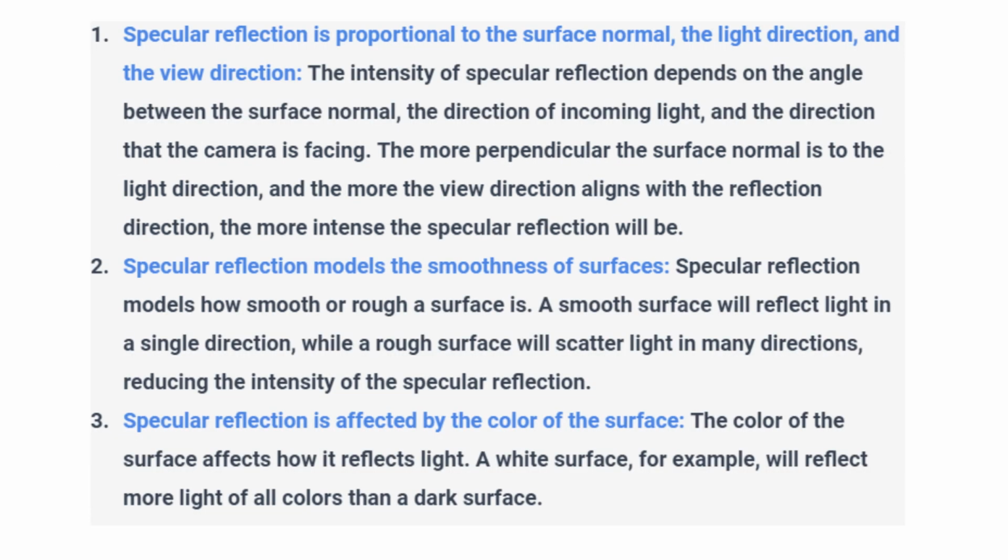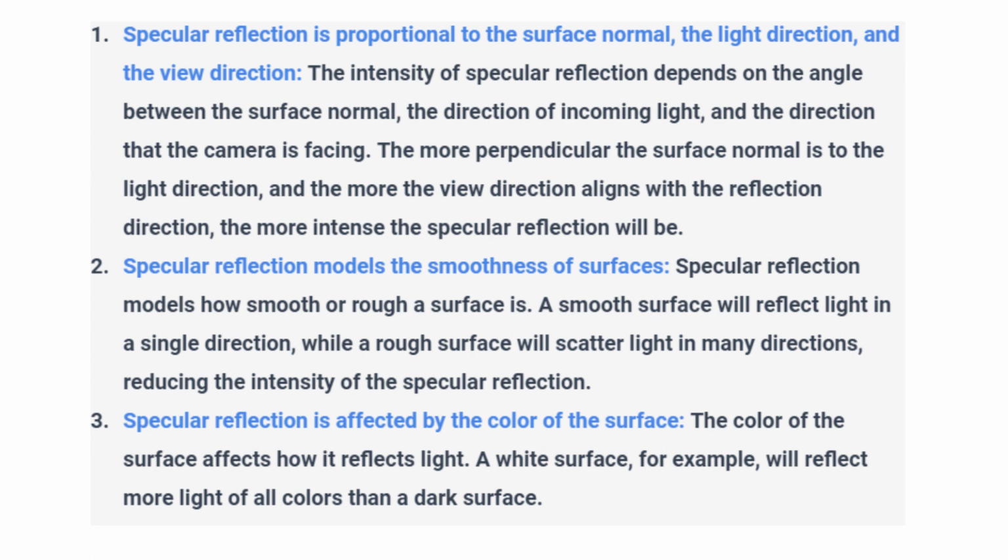Specular reflection is proportional to the surface normal, the light direction, and the view direction. The intensity of specular reflection depends on the angle between the surface normal, the direction of incoming light, and the direction that the camera is facing. The more perpendicular the surface normal is to the light direction, and the more the view direction aligns with the reflection direction, the more intense the specular reflection will be.